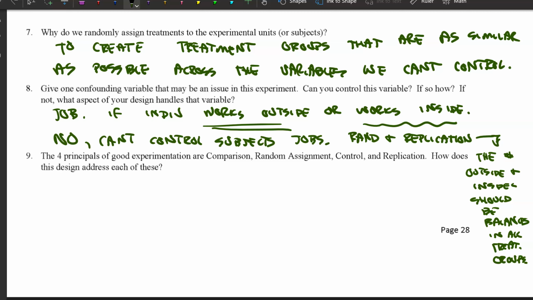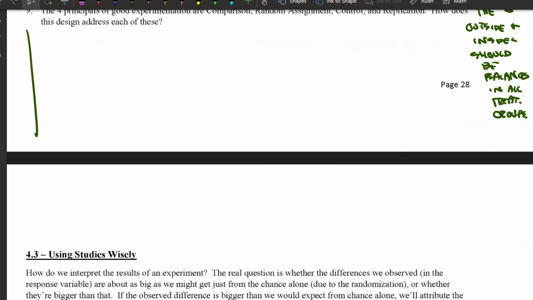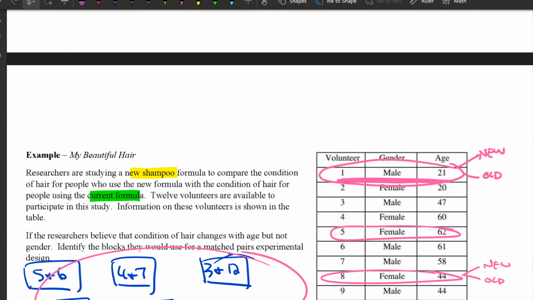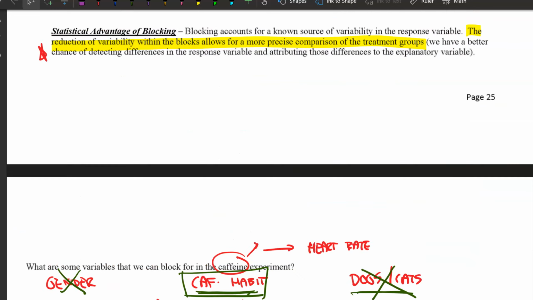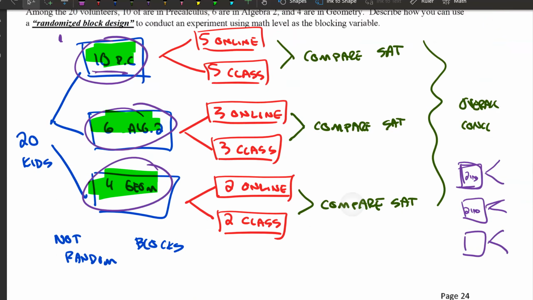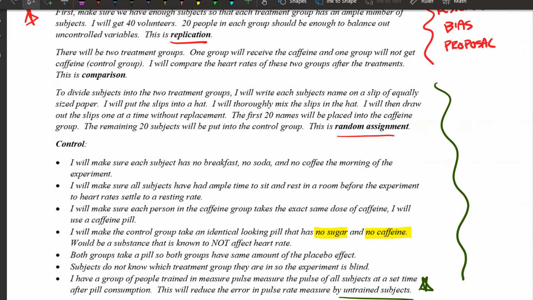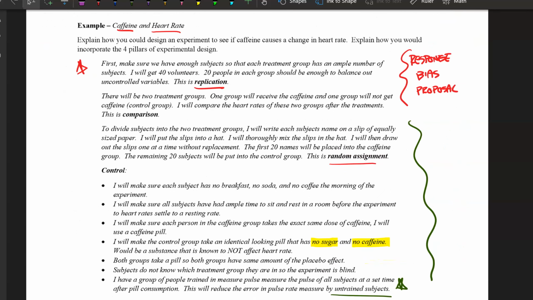The 4 principles of experimental design are comparison, random assignment, control, replication. How does this design address each of these? Oh my gosh, this is a huge question that I am not ready to answer. What I need to do with this problem is what I did with this starred problem up here. I'd have to do this whole crazy thing right here.